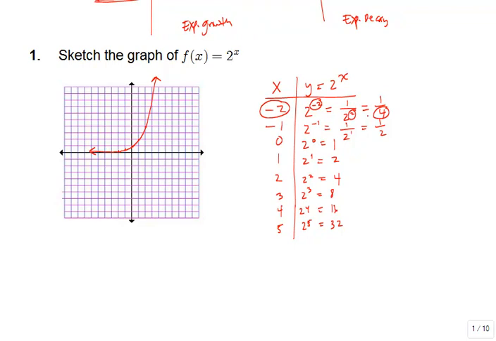But is this ever going to hit 0? Can 1 over a number ever actually equal 0? No. It's going to get really close to it, but it's never going to actually hit 0. So there's this imaginary dashed line right here that represents our horizontal asymptote at the height y equals 0. Okay, so this is how we get our graph of 2 to the x.